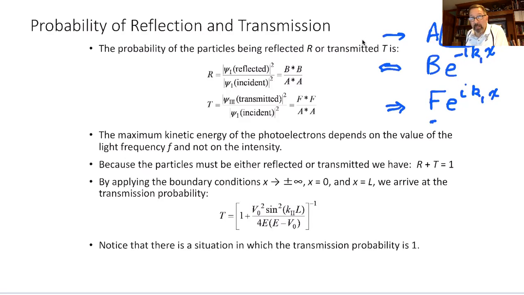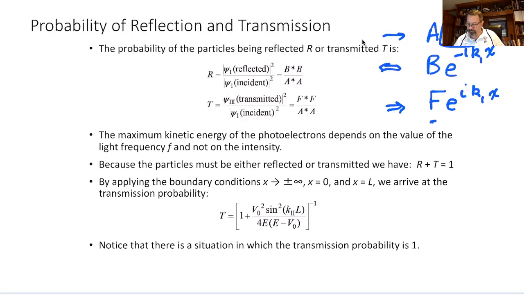It's almost like, I don't want to say an efficiency. Yeah, it could be seen as an efficiency. You put in a star a, that's the incident particle. What do you get out when you're reflecting? B star b. And what do you get out when you're transmitting? F star f, f complex conjugate times f. So that's how we're going to define these constants.